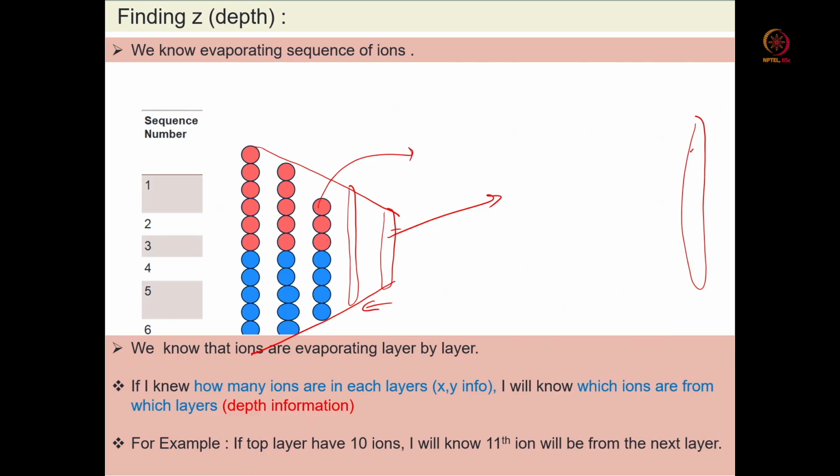The position on the detector can determine the X and Y, correct? If the top layer has 10 ions, and we count this number of ions, then I will know that the 11th ion will be from the next layer. First all these atoms have to field evaporate, and only then will the second set of atoms sitting below get field evaporated. So this is called sequence 1, and this is called sequence 2.